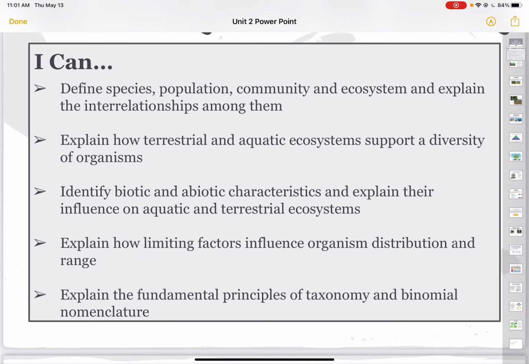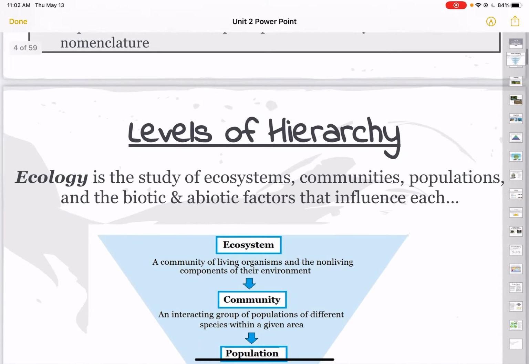Define species, population, community, and ecosystem, and explain the interrelationship among them. Explain how terrestrial and aquatic ecosystems support a diversity of organisms. Identify biotic and abiotic characteristics and explain their influence on aquatic and terrestrial ecosystems. Explain how limiting factors influence organism distribution and range, and then explain the fundamental principles of taxonomy and binomial nomenclature. That's a lot of stuff, but don't worry, it's not too difficult and we'll get through it.